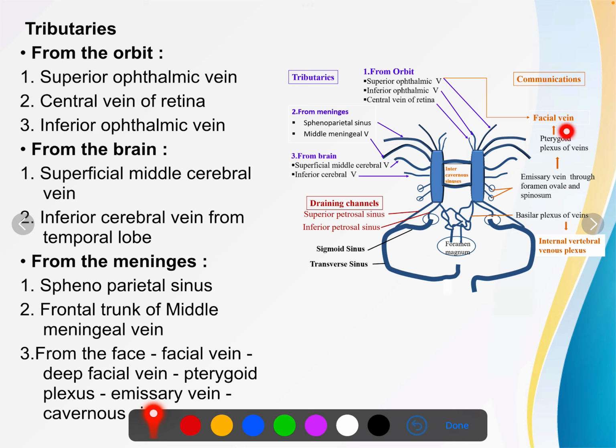From the facial vein, the deep facial vein, pterygoid venous plexus and emissary vein communicate into the cavernous sinus. Then the brain has two tributaries: the superficial middle cerebral vein and the inferior cerebral vein from the temporal lobe of cerebrum. So that's all about the tributaries of the cavernous sinus.